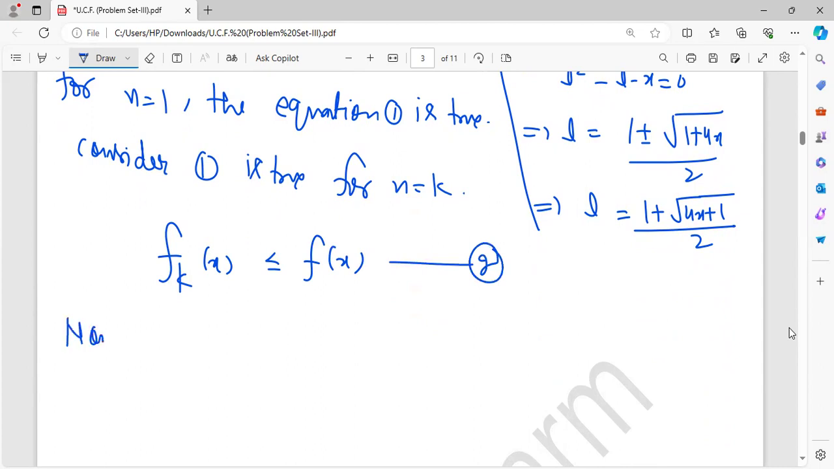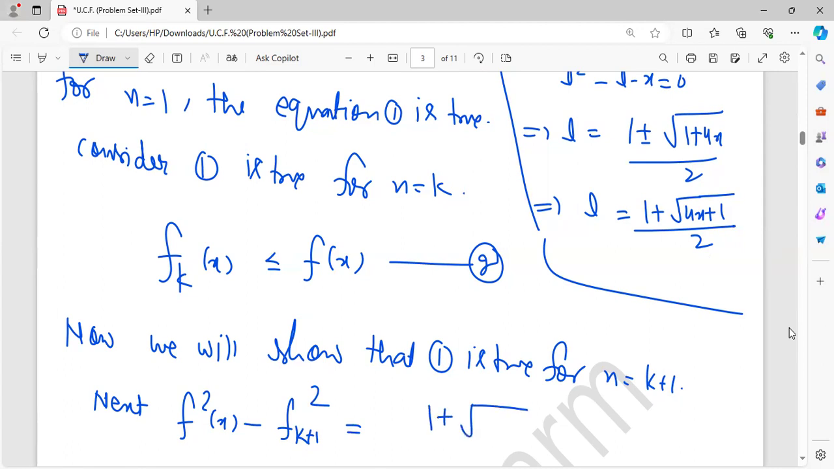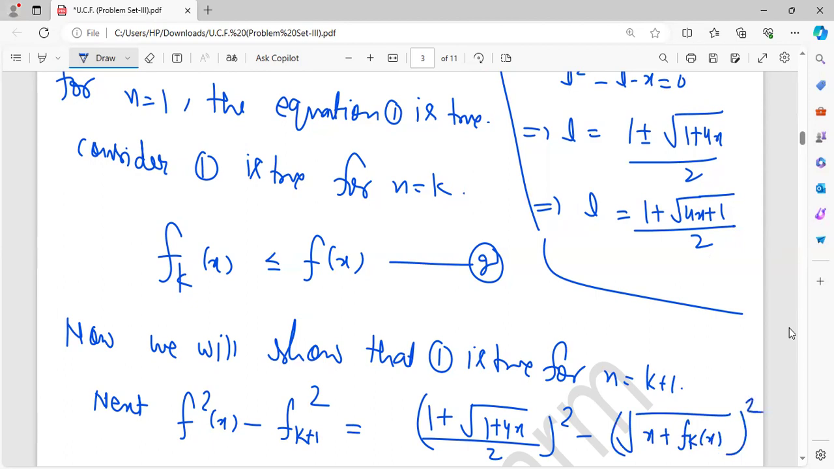Now we will show that 1 is true for n equal to k plus 1. Okay, so how will I prove it? Next, what is f(x) squared minus f_(k+1) squared? That is, what is this? This is (1 plus root of 1 plus 4x upon 2) squared, and that is (x plus f_k(x)) squared.